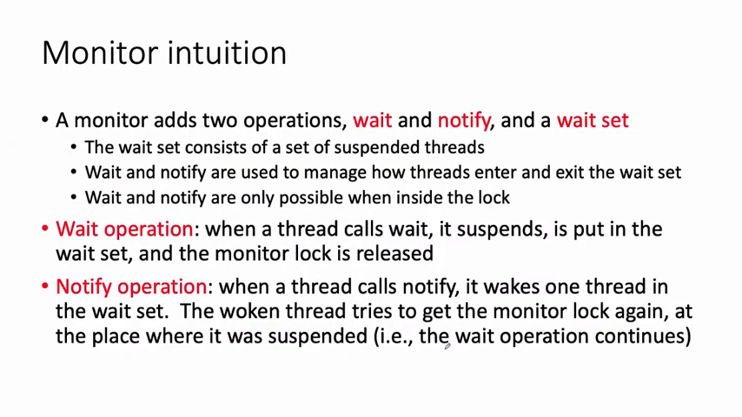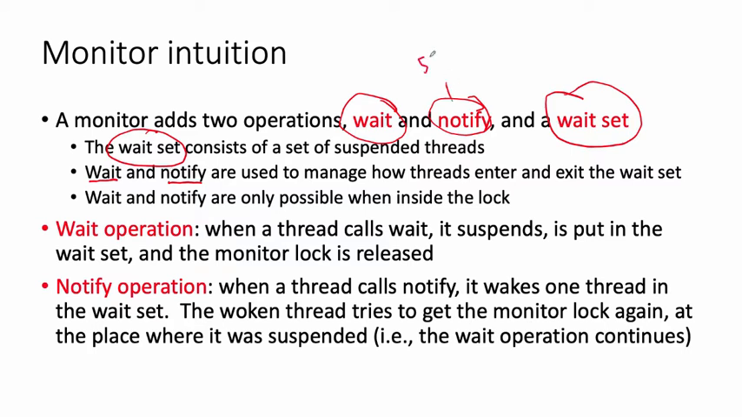So let me explain how a monitor works. So let me first give intuition on the monitors. So the monitor will add two operations to the lock called wait and notify, and it adds one data structure inside. Internally to the monitor, there's a data structure called the wait set. So the wait set consists of suspended threads. So if a thread does something with the monitor, it could go into the wait set, and there it waits. Okay? So the way the wait set is managed is by the wait and notify operations.